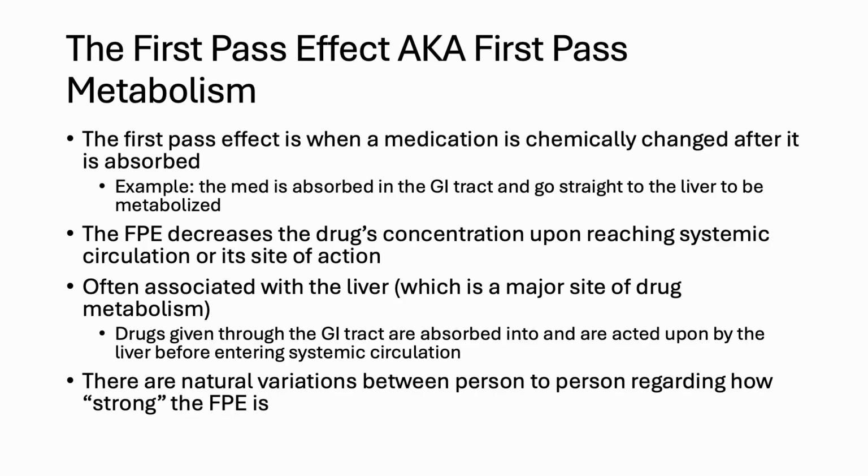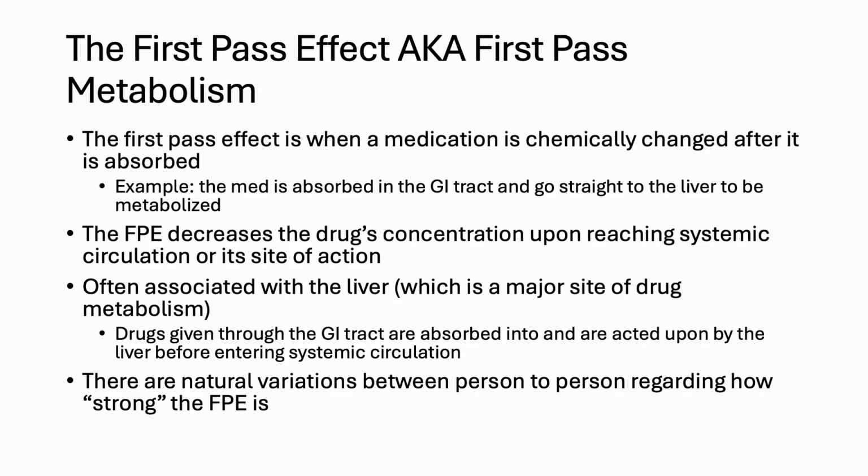But in this example, some of the medication has become inactive in the liver, and then it goes to the heart through the vena cava, the heart pumps, and it gets distributed throughout the body. So the first pass effect decreases drug concentration. The major site of drug metabolism is the liver. And there are big natural variations of the first pass effect from person to person, and there are also ethno-cultural variations from person to person regarding the first pass effect.